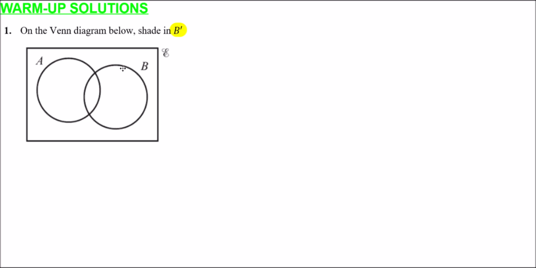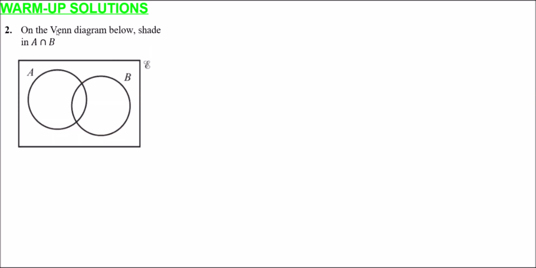So B dashed is anything apart from this circle. So we colour in everything apart from this circle B. So we get something that looks a little bit like this: everything apart from the B circle coloured in. This yellow is therefore B dashed.